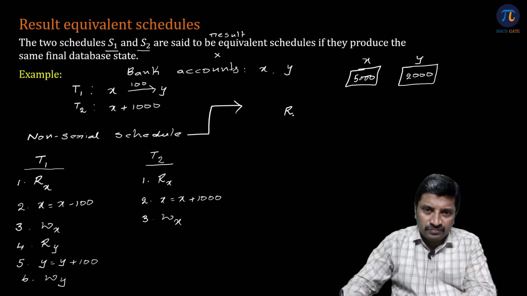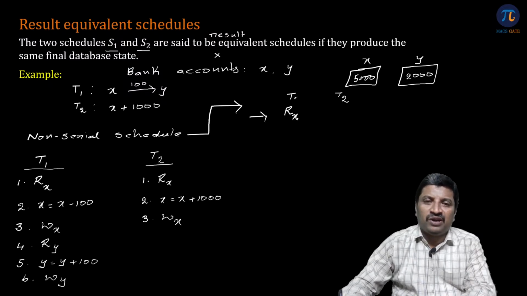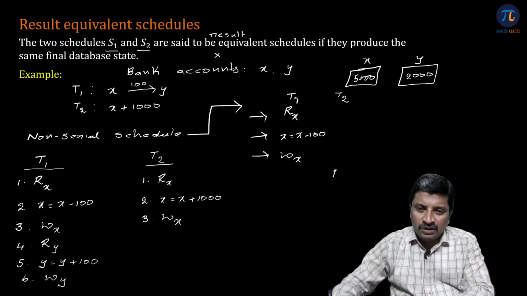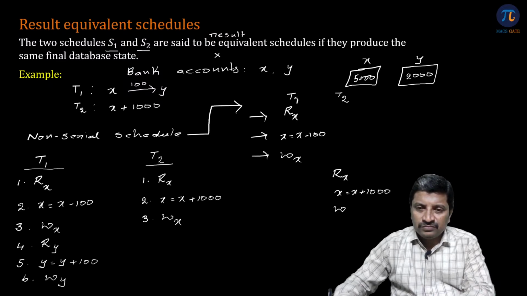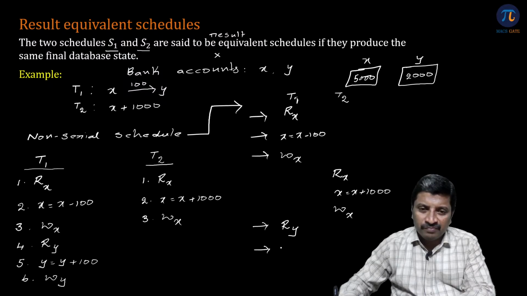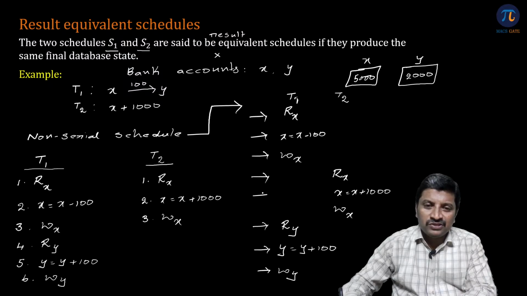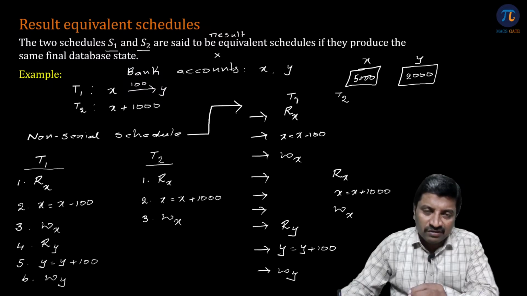Let me write it like this, with columns T1 and T2. The first step I perform is to read the value of X from T1. Then do the operation X equals X minus 100. Then I write the value of X. Then I switch to transaction T2. I read the value of X, then we add the value of 1000, then we write it back. Then T1 reads the value of Y. What do I need to do for Y? We need to add 100 rupees. Then write it. This is an example of a non-serial schedule, because without completion of T1, we switch to T2.